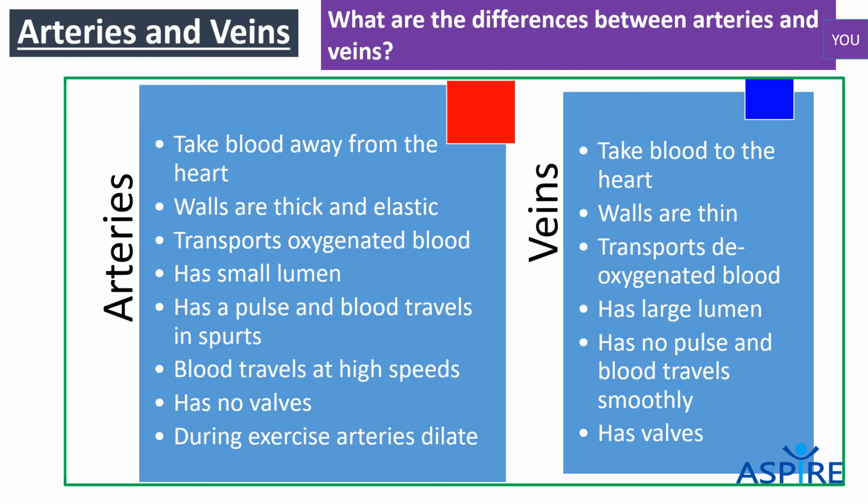It just picked up all that nice oxygen that it needs, and it's gone back to the heart to then be squeezed out to those muscles and other areas of the body. A vein has a large lumen. It has a larger diameter cross section when you look at it compared to an artery, and it has no pulse and blood travels smoothly through it. It does have valves, and the valves are there, as you know, to stop backflow of blood.